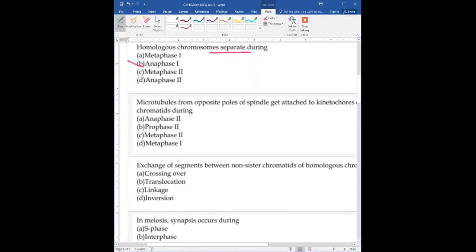Guys, tell me: microtubules from the opposite poles of the spindle fiber get attached to the kinetochores of the sister chromatids during what? Zui has given me the right answer. The rest of you are not giving me the right answers. Guys, attachment of spindle fibers to your chromosome, it is a characteristic of what phase, guys?